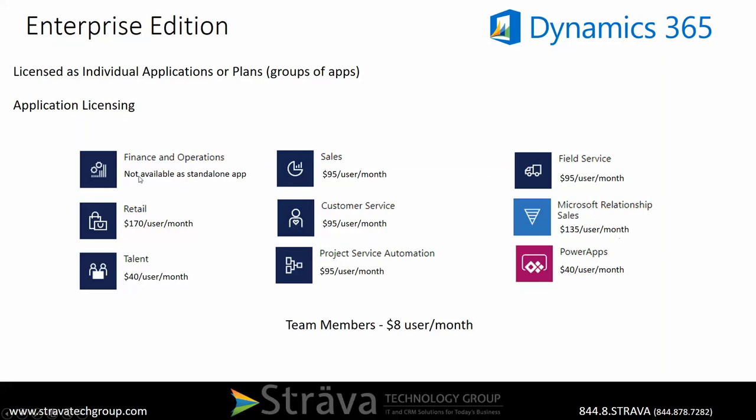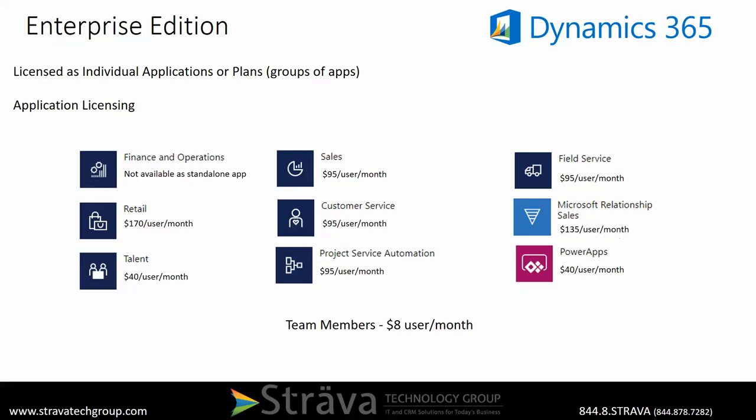So let's now talk about the Enterprise Edition. It's licensed as either individual applications or plans, which is groups of applications. So let's first cover the application licensing model. These are applications that you can license individually, or you could license more than one application. However, at that point, it really makes much more sense to go to plan level licensing, as you would save money, and we'll see that here in just a couple of minutes.